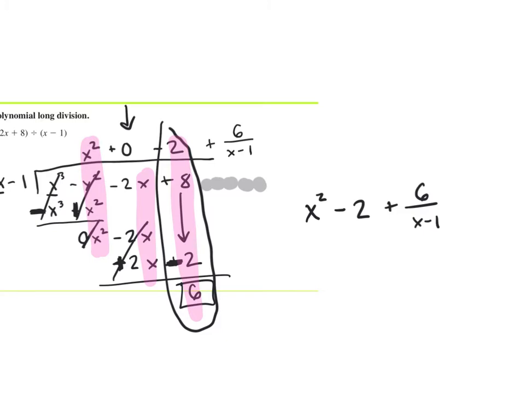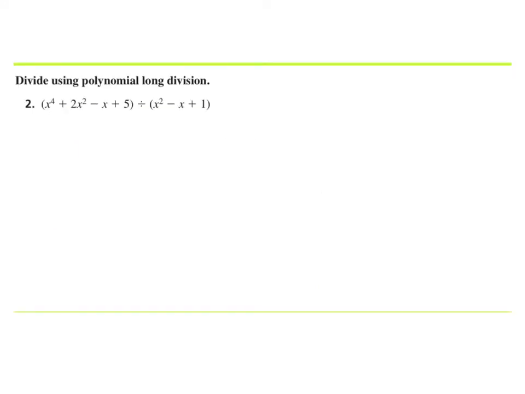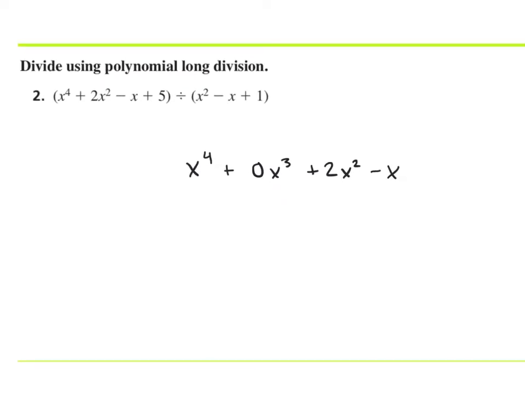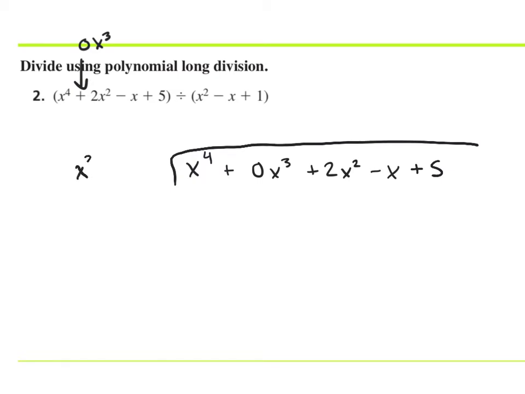Any questions on this one? So what goes inside the box here? Perfect. And we have to include a 0x cubed because we don't have an x cubed term. And then outside we have x squared minus x plus 1.